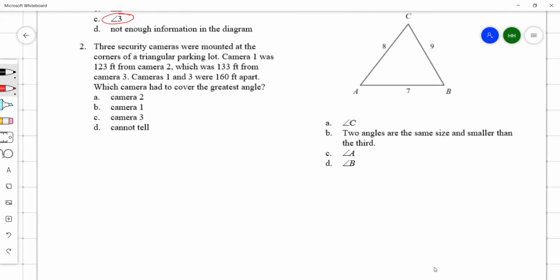All right, number 2 says you've got 3 security cameras mounted at the corners of a triangular parking lot. So you draw a triangle. And you've got camera 1, so we're going to make this vertex camera 1. Camera 1 was 123 feet from camera 2. So if this is camera 2 and 1 and 2 are 123 feet apart, that's what you look like right there.